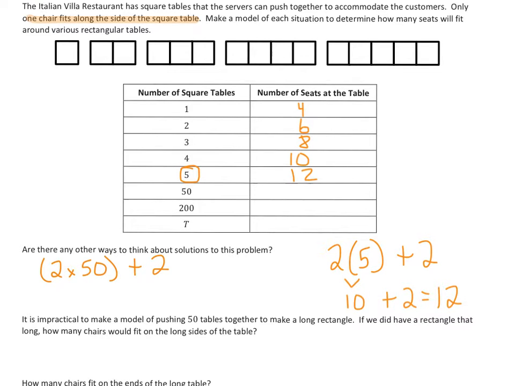Okay, for 200, we're going to do 2 times 200, right? Because the top and the bottom. And then we have to add the 2 end tables. And then what about for t?